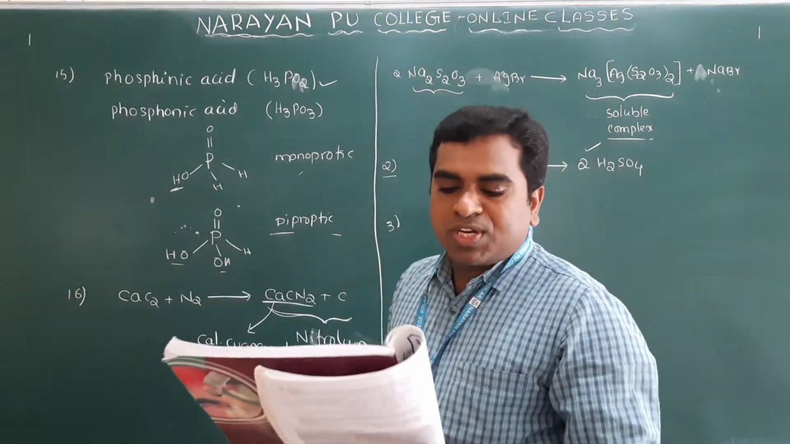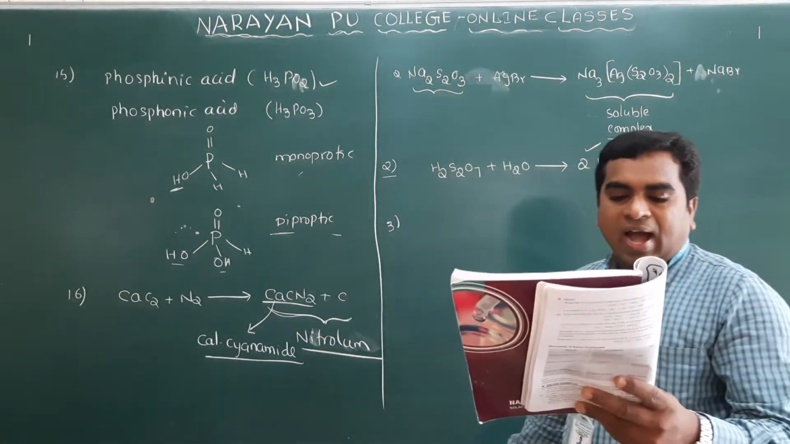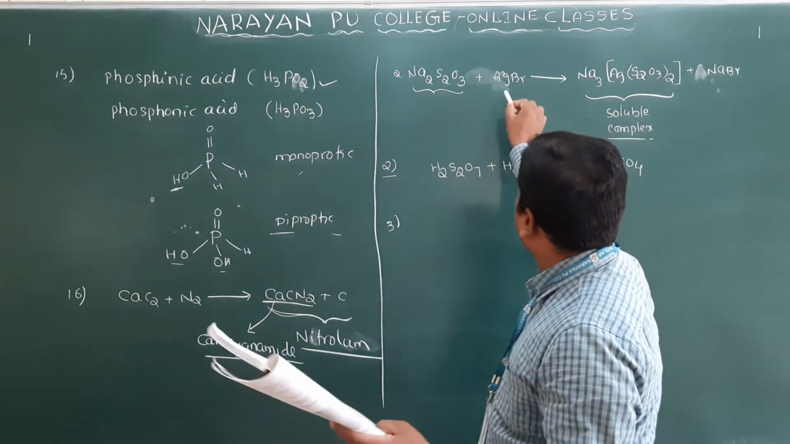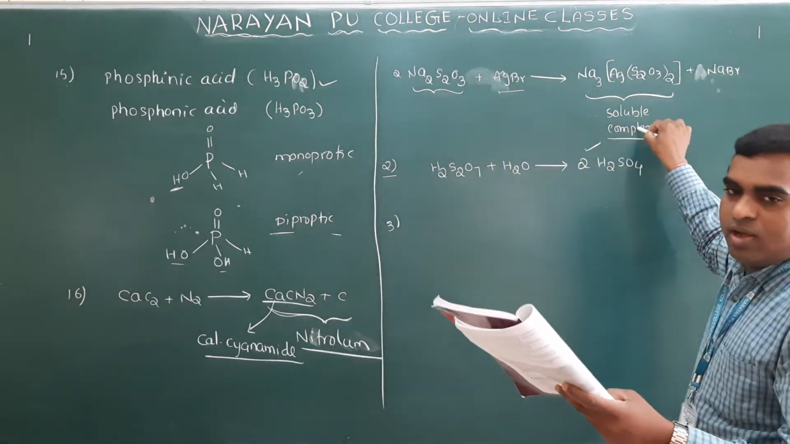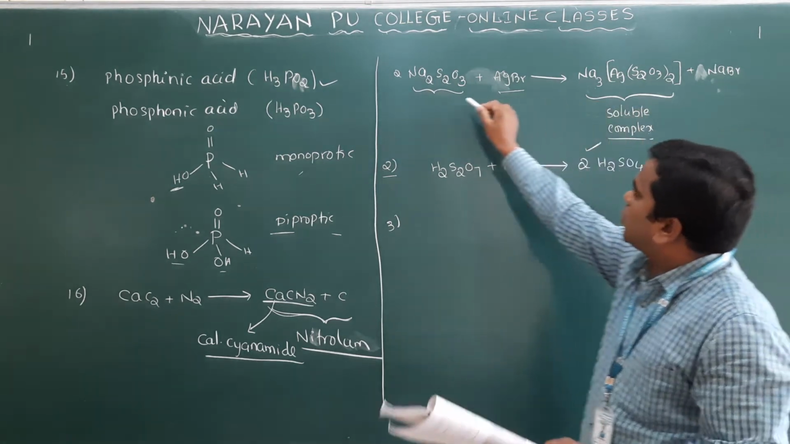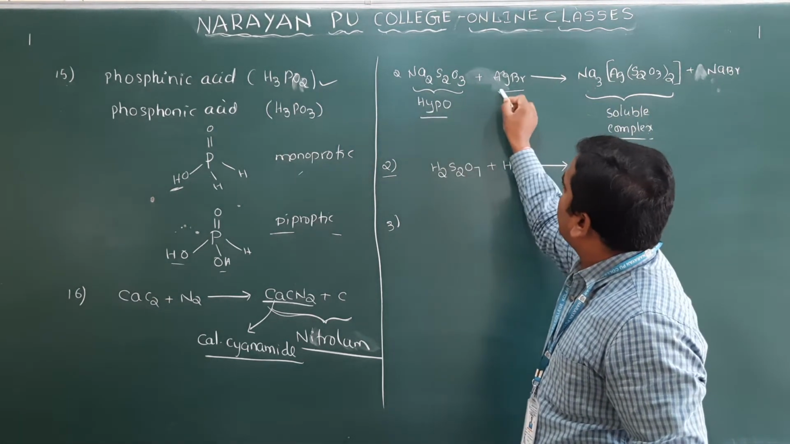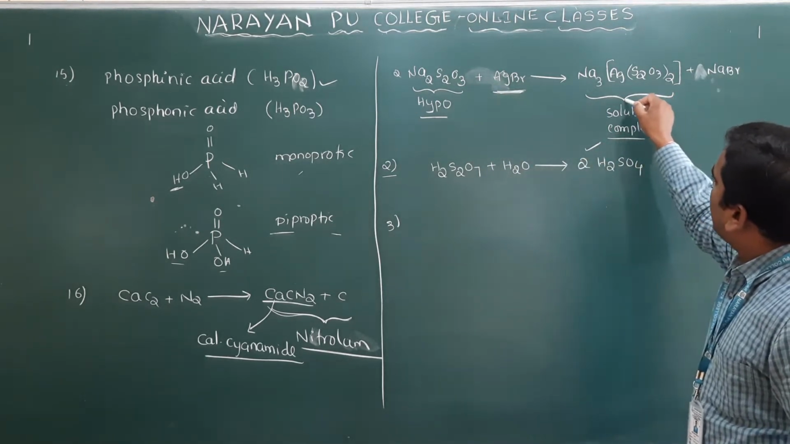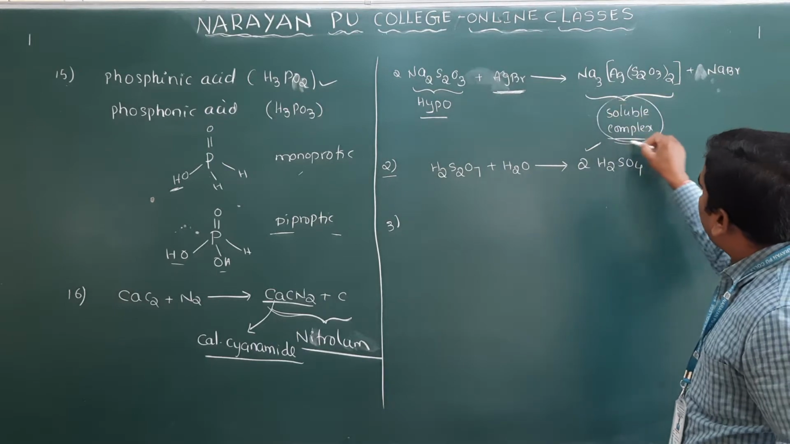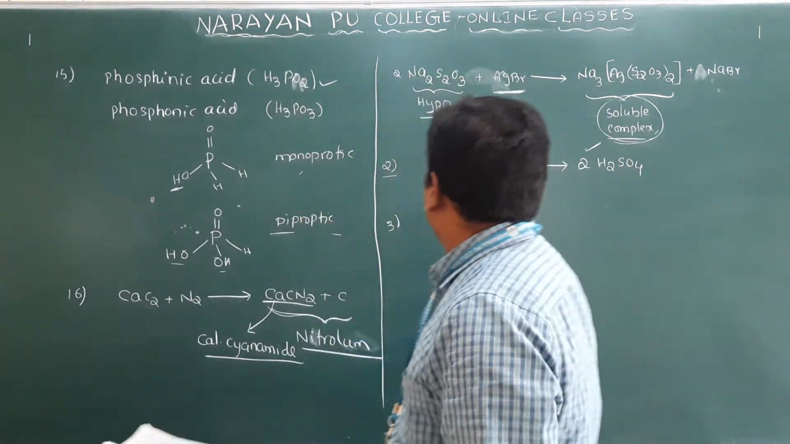Third one, question number 3. Hypo is used in photography too. Just now I mentioned it. It is used to remove the undecomposed silver bromide. To remove which one? Silver bromide, as a soluble complex. Hypo removes the AgBr by converting it into a soluble complex. So that's why we use the hypo. Option 3 is the answer.